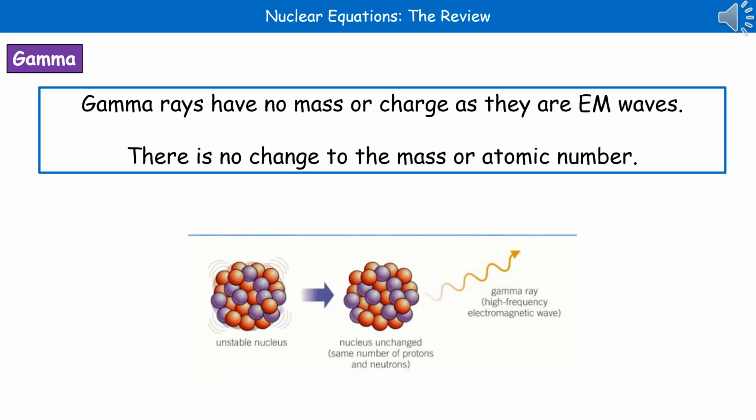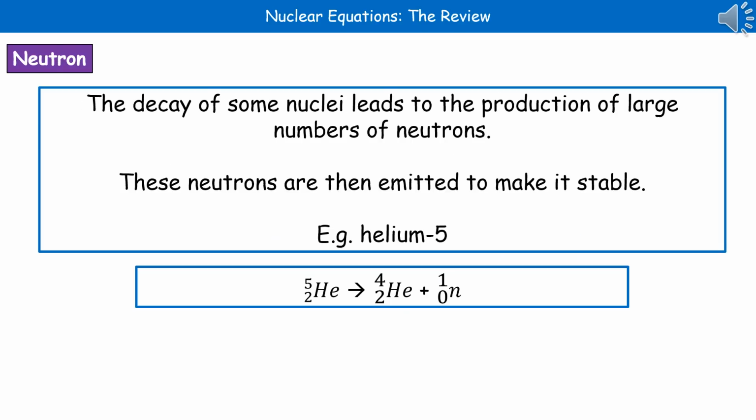The third type of radiation we talked about were gamma rays. Now, because gamma rays are electromagnetic waves, they have no mass and no charge. So we see absolutely no change to the mass or the atomic number if all we're giving off is a gamma ray. The last type of decay we've mentioned is the neutron decay. The decay of some nuclei actually leads to the production of large numbers of neutrons, and those neutrons then need to be emitted to make it stable once more. A good example of this is helium-5. So you can see at the bottom we've got helium-5, and then that's undergoing the neutron decay, so we've got our neutron on the right there, and it will form helium-4, which is the more stable form.